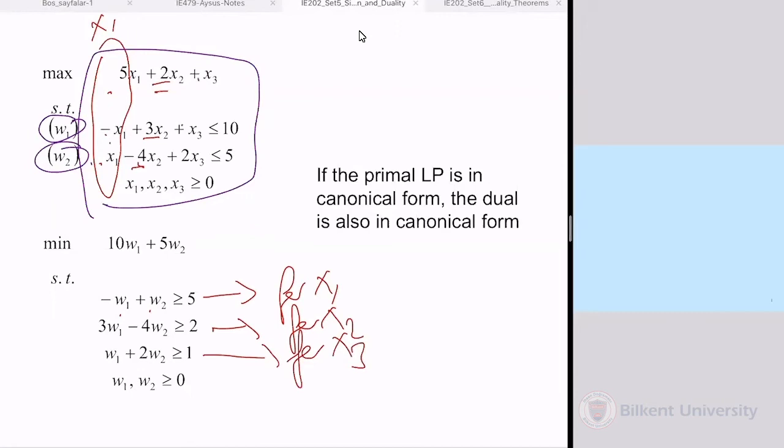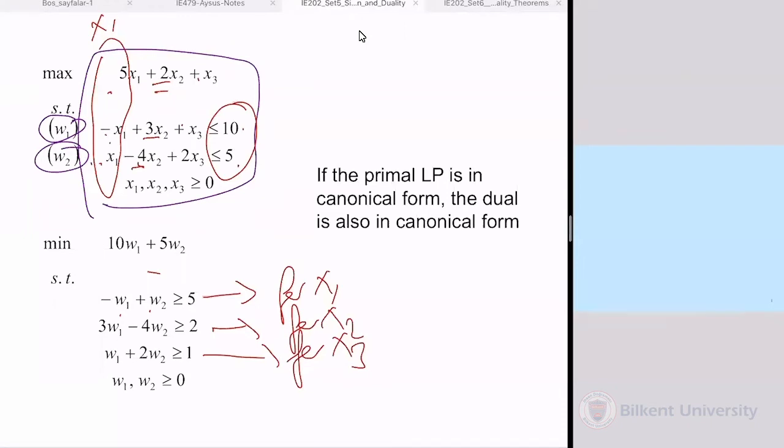Okay? For each constraint in the primal, we have written a variable, associated a variable in the dual. And for each variable in the primal, we have written a constraint in the dual. So variables and constraints are actually associated in primal-dual pairs. Now comes the objective function. What is the objective function? Minimizing the summation of the two W's. Minimizing 10W1 plus 5W2. Okay?